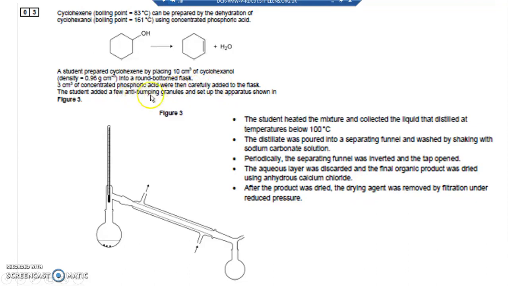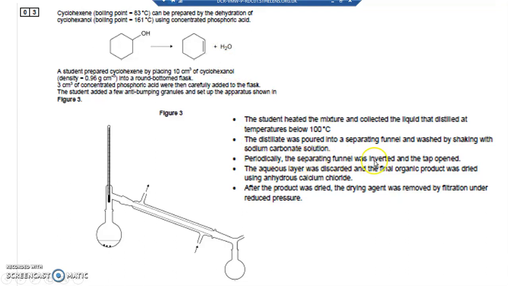Phosphoric acid added to the flask. Student added anti-bumping granules before heating to prevent large bubbles forming. Student heated the mixture, distilled off the cyclohexene. The distillate was poured into a separating funnel and washed by shaking with sodium carbonate. Presumably that's to remove any of the phosphoric acid that's remaining. Sodium carbonate reacts with acids.